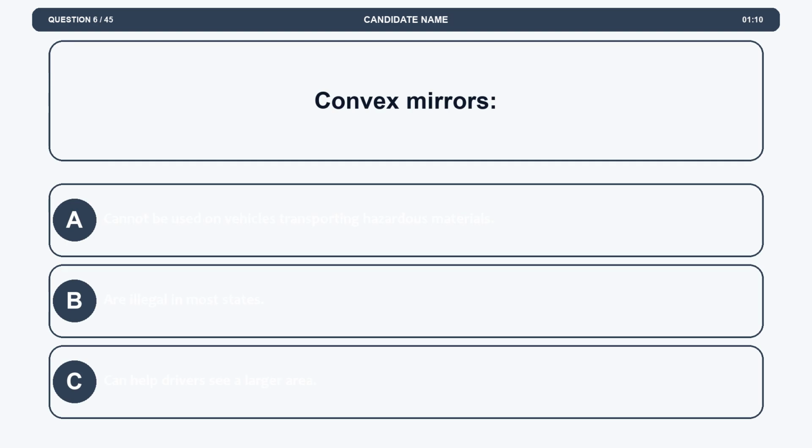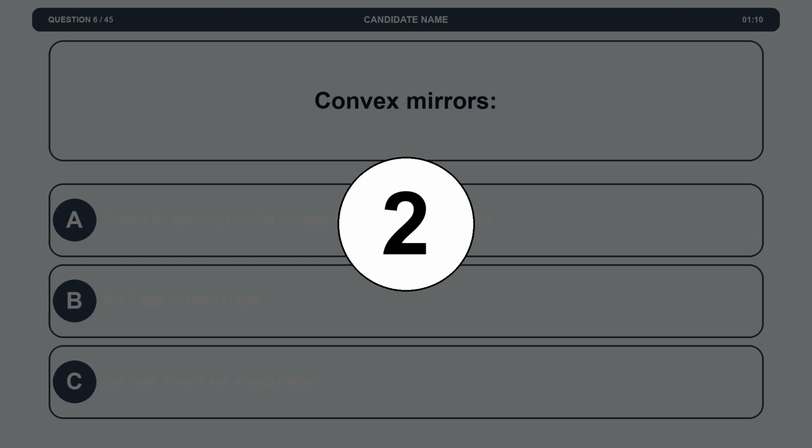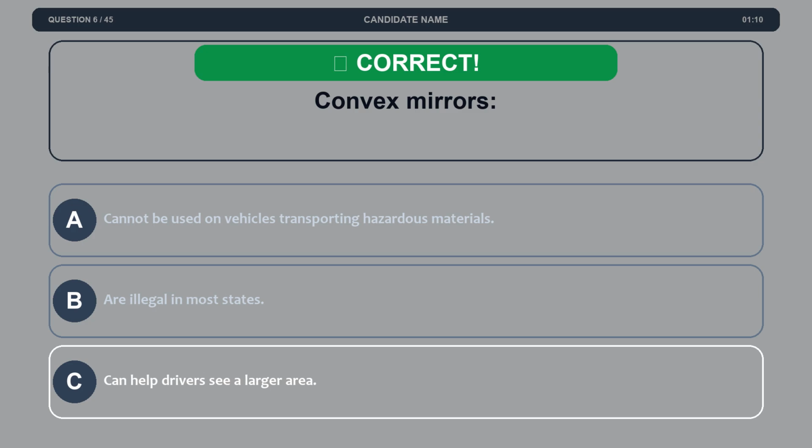Question 6. Convex mirrors. Option A. Cannot be used on vehicles transporting hazardous materials. Option B. Are illegal in most states. Option C. Can help drivers see a larger area. The correct answer is option C. Can help drivers see a larger area.